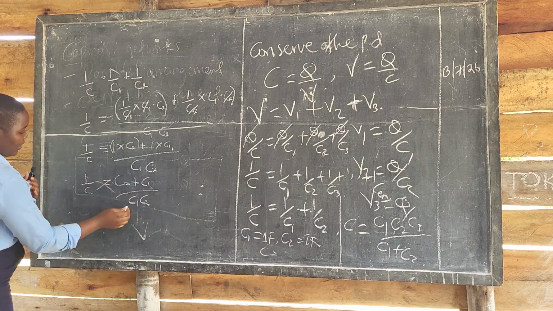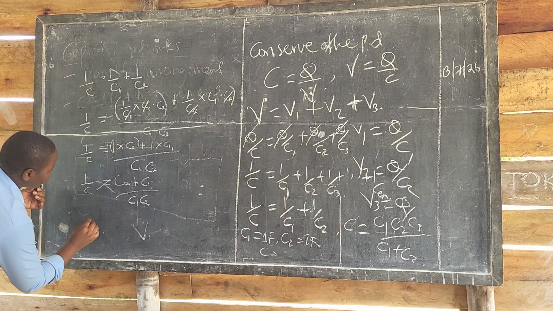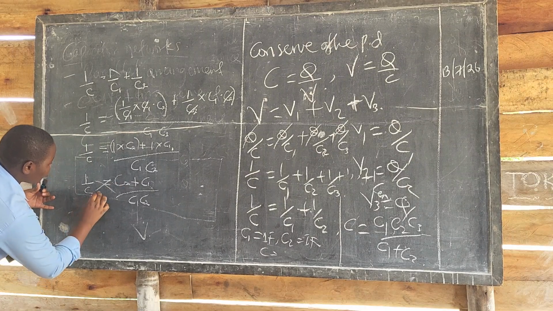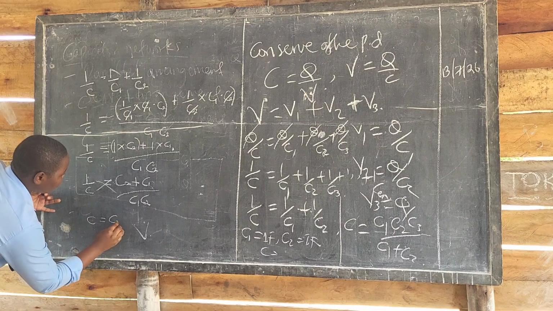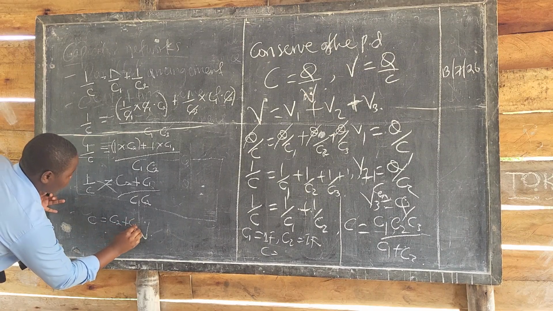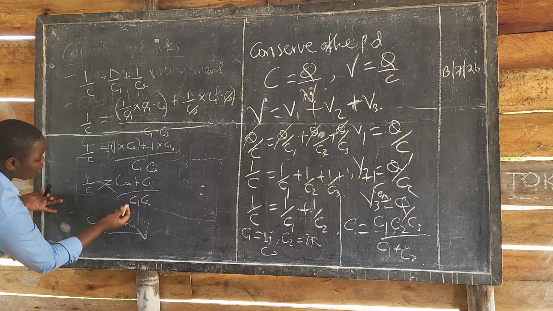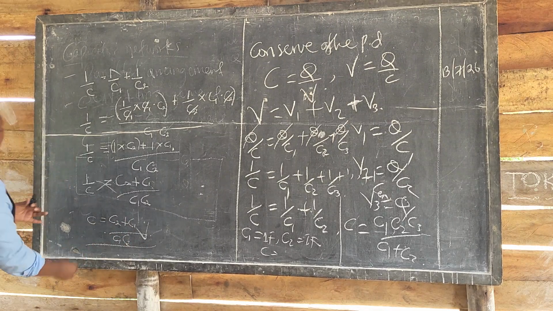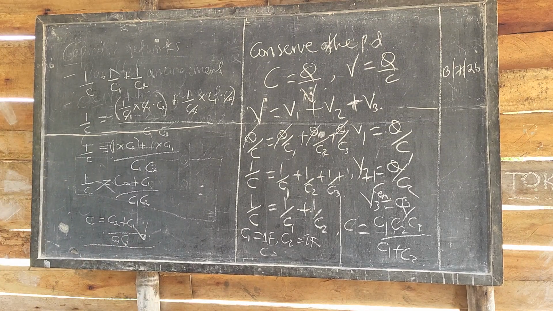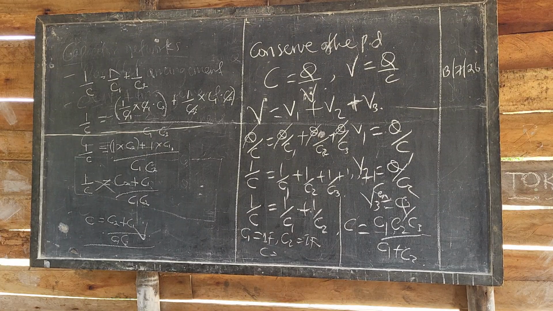Here we cross multiply. We shall remain with C equals to C2 plus C1 out of this one, and this one will remain with C1 C2. This is the answer. This person had actually made it better, but she went off by 1 step. Is there any mathematician who can correct that? Give the microphone to her.